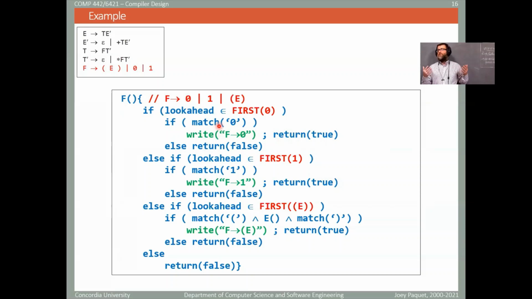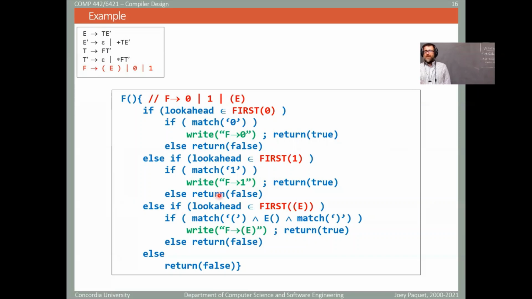Of course, if I wanted to optimize my compiler, I might actually omit this, which is basically dead code that would not ever be executed. But anyway, in order to have the same form for all of my functions, I make them all the same. And similar thing for the second branch, which is this one here. If my look ahead is in first of 1, then I match 1, and I say successfully applied F gives 1, return true. If not, return false.